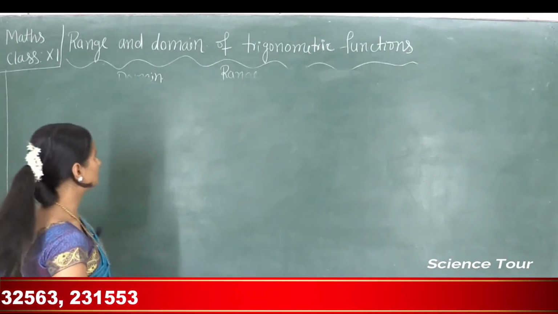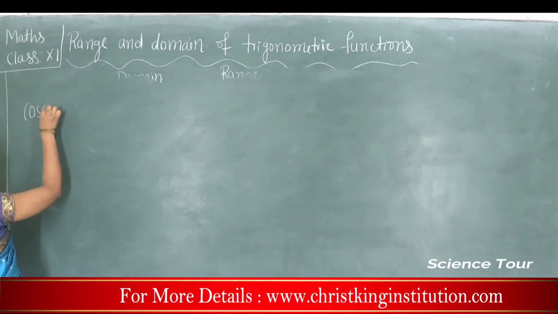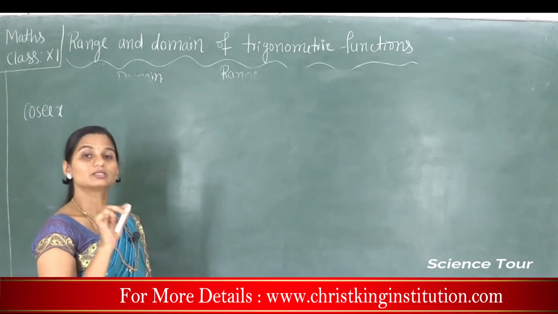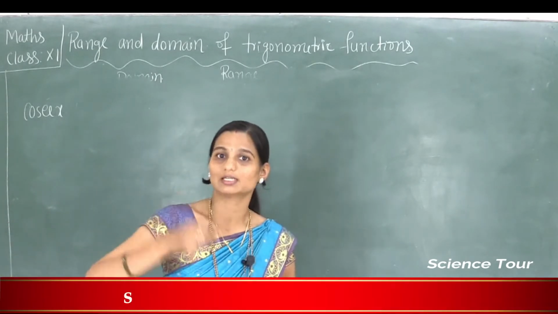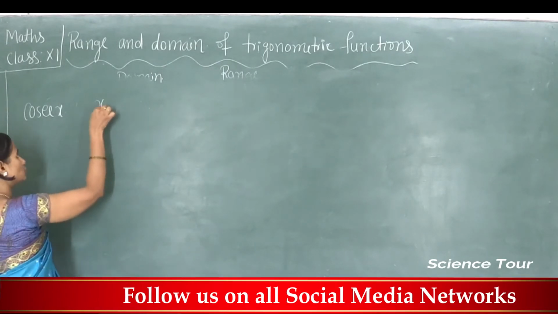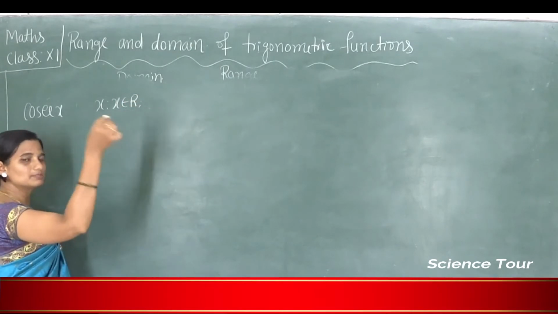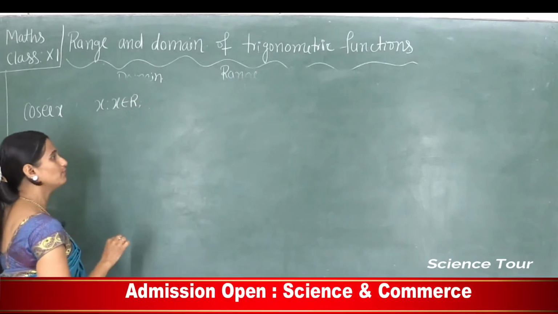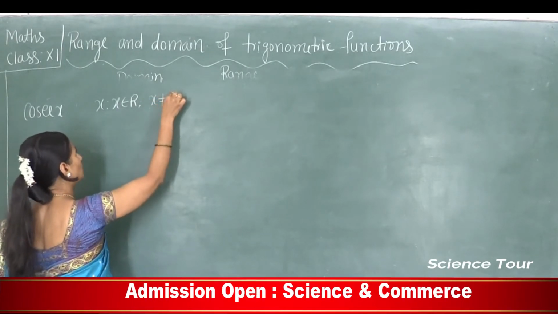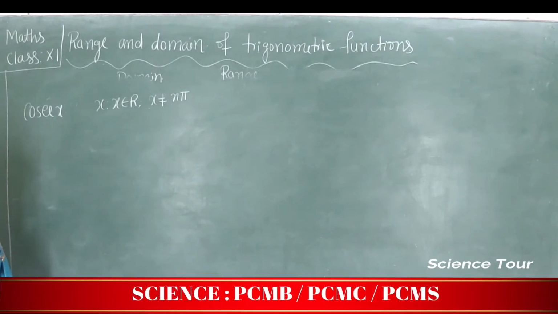Next we will discuss the domain and range of cosecant x. What is the domain of this? Domain is the set of values where the function is defined. x belongs to the set of all real numbers, but at some values it is not defined. At which value is it not defined? x should not be equal to n pi. Is it right?